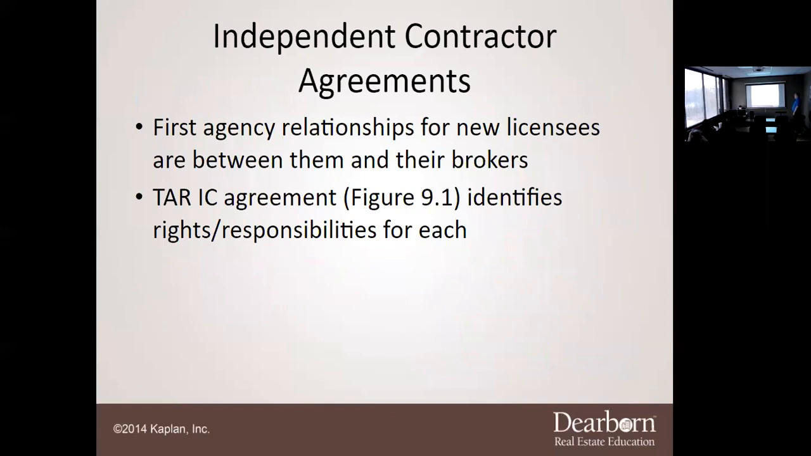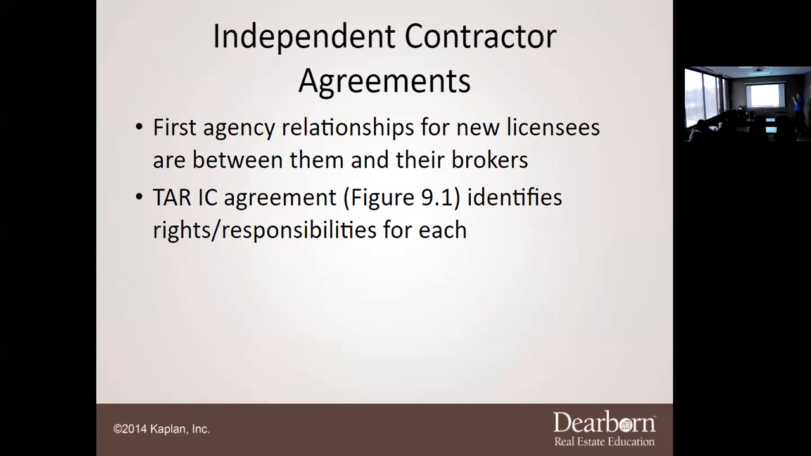So again, we're going to go on and start off right here. Now, the majority of the slides you're going to see tonight are just going to be samples of what the agreements look like. We're not going into that simply because your brokerage will have a certain way in regards to how they want to do their independent contractor agreements. Some brokerages don't even use the forms that are on here. They have their attorneys draft a form up. So this is just so you have an idea of what it looks like, but the individual broker makes their own decision. So again, the first agency relationships for new licensees are going to be between them and their broker.